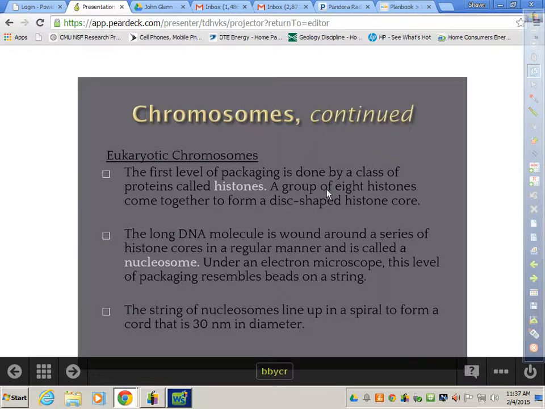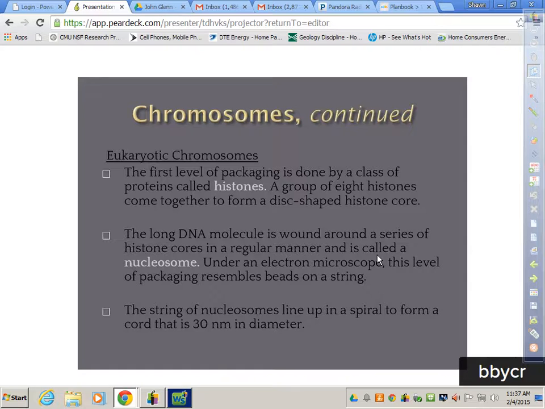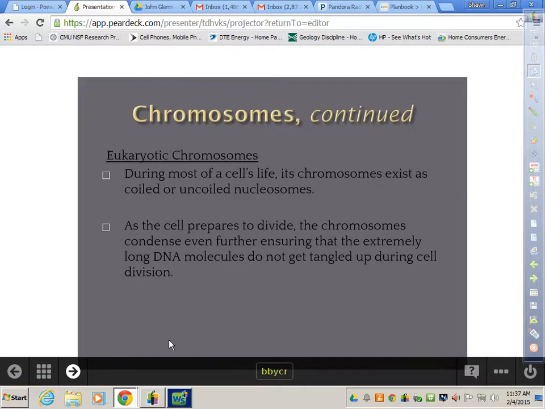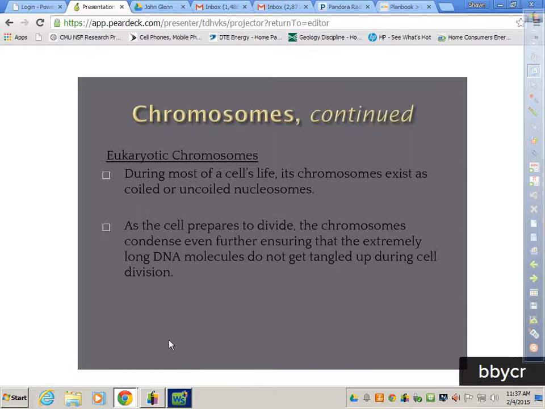And that string of nucleosomes lines up in a spiral to form a cord that is 30 millionths of a millimeter long. Very small. So small you cannot see it with that microscope in front of you. You need to bounce electrons off it and have a computer make an image in an electron microscope to see that. Now, during most of the cell's life, its chromosomes exist as coiled or uncoiled nucleosomes. So that means most of the time we will not see chromosomes. Most of the time, if I look through that light microscope, I just see a nucleus, and I can't tell if there's a chromosome there or not.